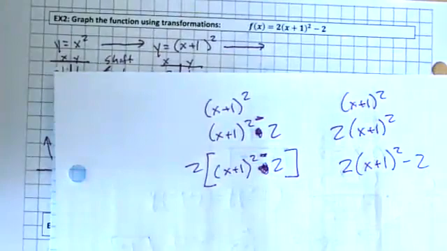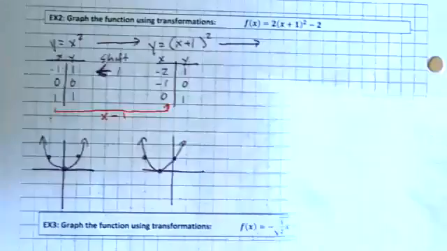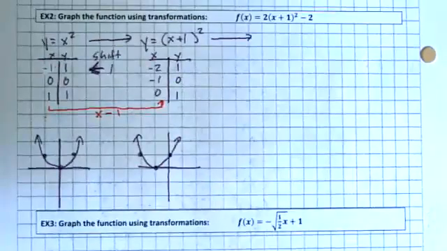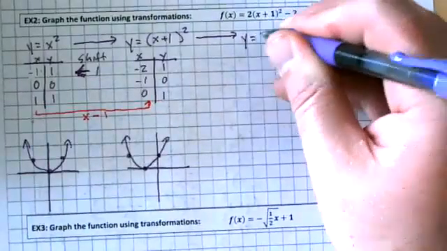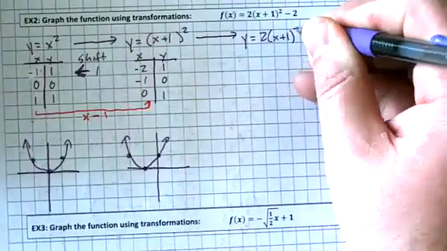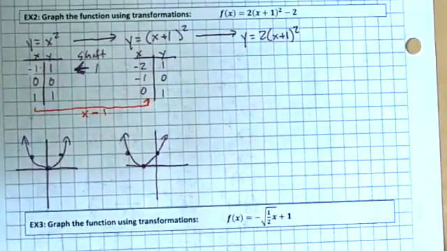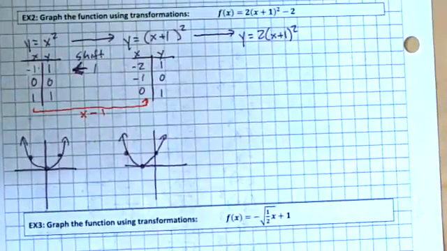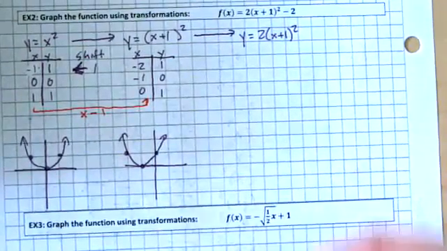I'm sorry, what'd you say? Oh, okay. So we said we were going to do the ×2 first. So, all right, that would give us y equals 2 times (x plus 1) squared. And what are we doing when we multiply the whole thing by 2? It's a stretch by 2, but you got to tell me which direction.